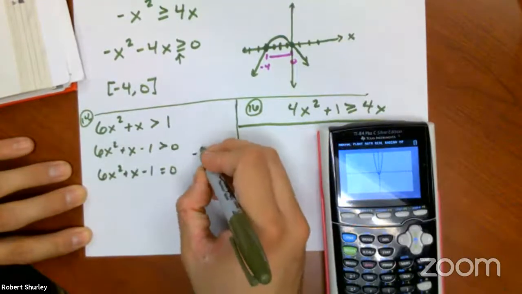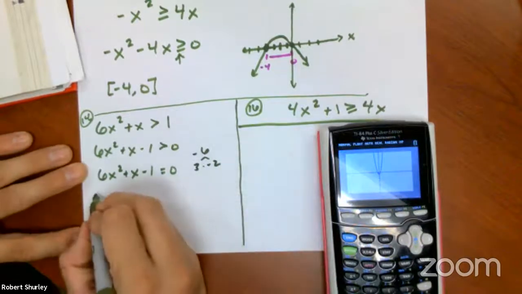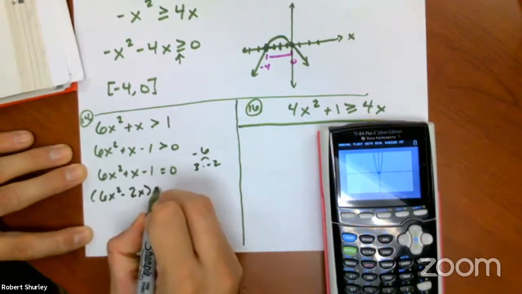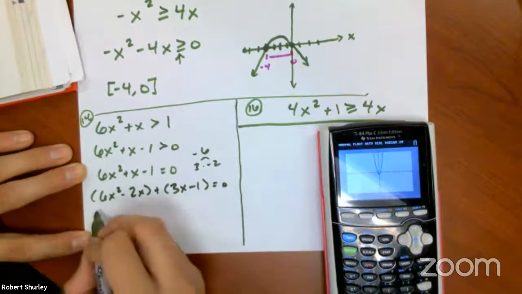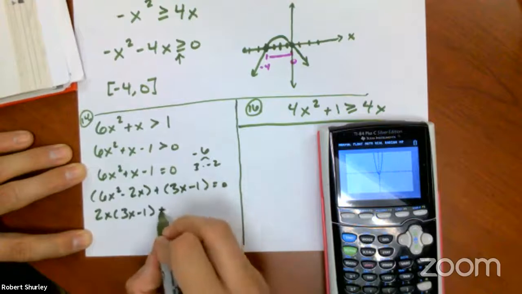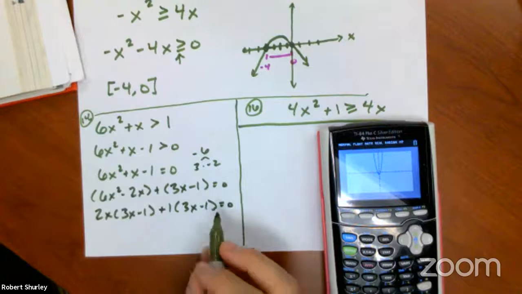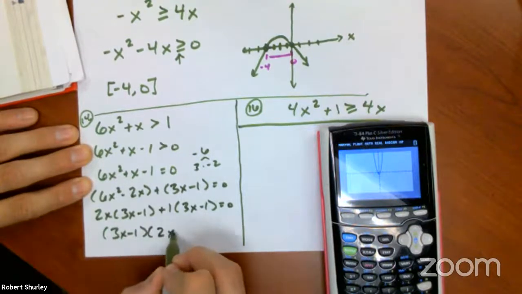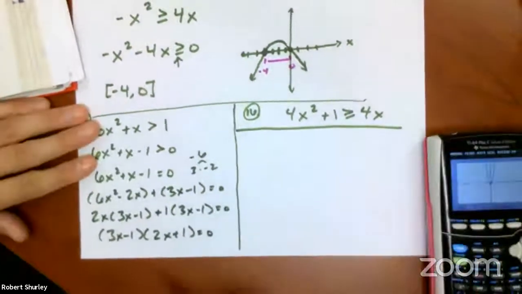6 times -1, that's -6. Adds up to +1, so that's 3 and -2. So I'm going to write it as 6x squared minus 2x plus 3x minus 1. Factor out a 2x, and I'm left with 3x minus 1. I don't want to factor anything out of here, so I'm going to factor a 1 out. I get 3x minus 1. So I wind up with 3x minus 1 times 2x plus 1. That's factoring trinomials by grouping, right? We did that the very first day of class.